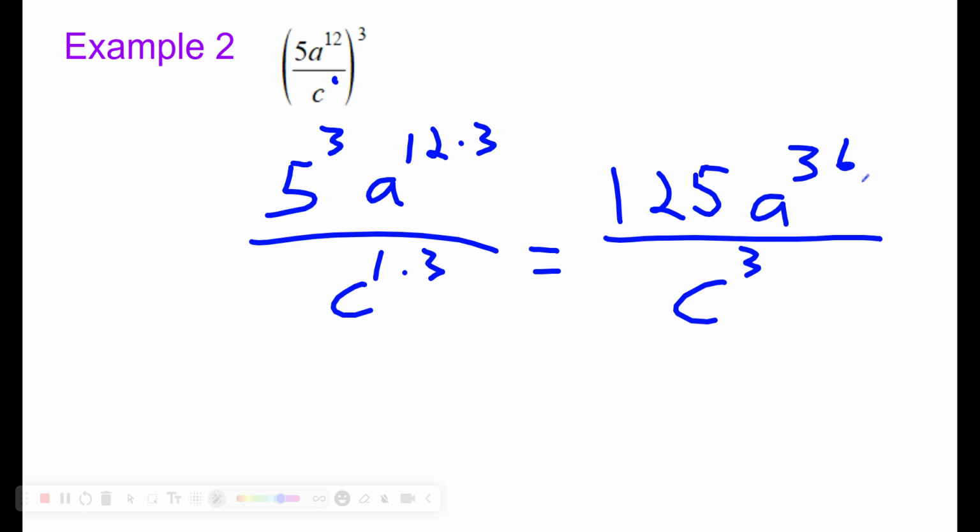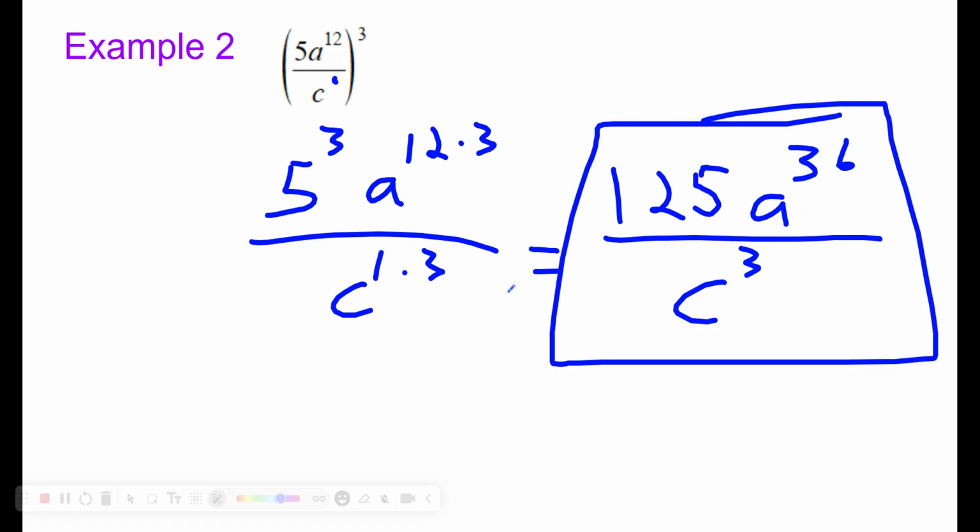Remember, PEMDAS, exponents happen first. We don't do 125 to the 36th power. We don't have to do that. This is a simplified version here. And yeah, we'll practice more in class.